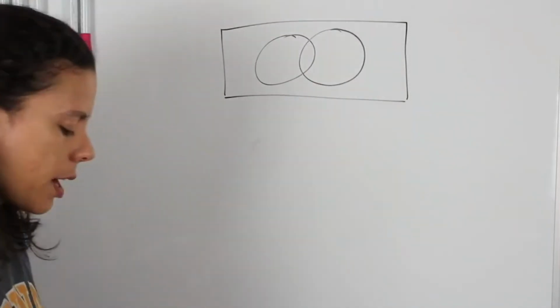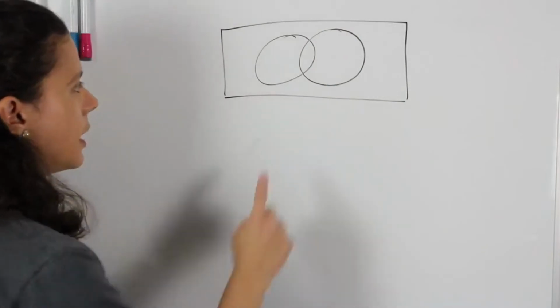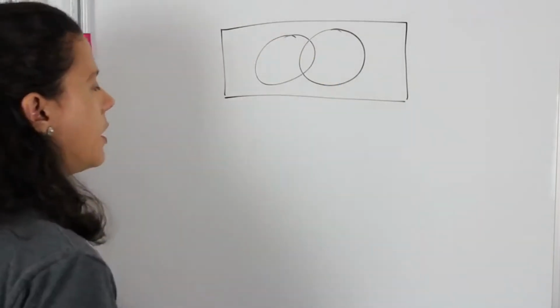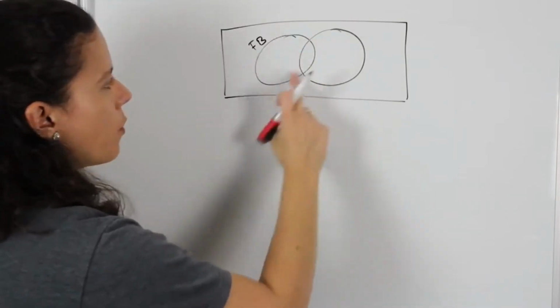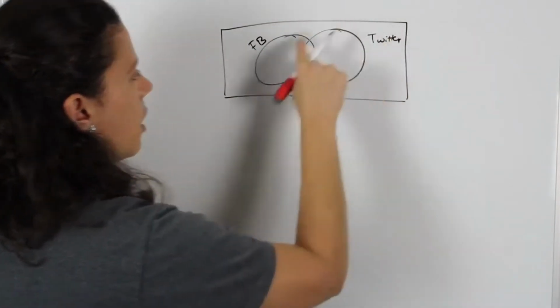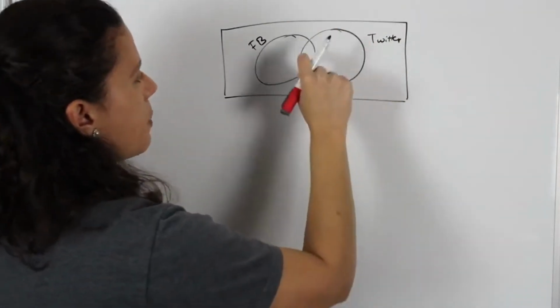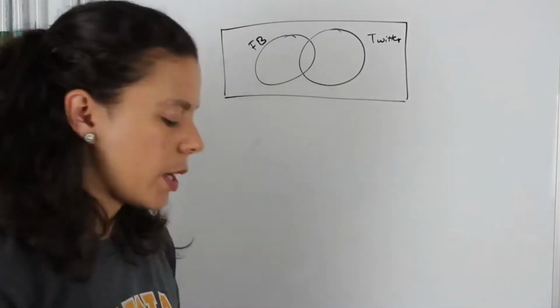A Venn diagram, if you don't know how to read one, it is very simple. Basically, what goes in one circle, in this case, is going to be Facebook accounts, right? These are the people who own Facebook accounts. These are going to be the people who own the Twitter accounts, all right? All the people in the circle. And then the people in the center own both a Twitter and a Facebook account.